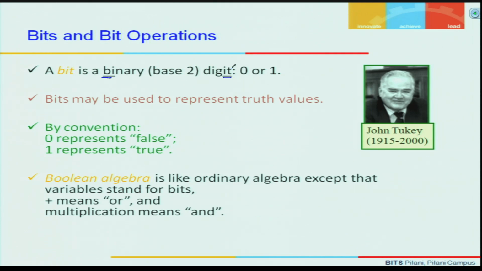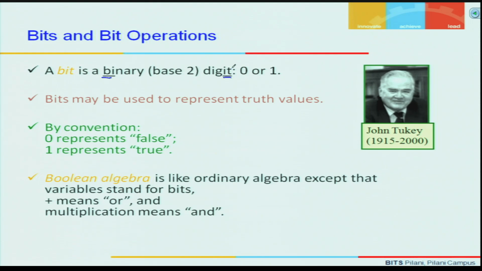By convention, 0 represents false and 1 represents true. Boolean algebra is also like any algebra, wherein you have variables as bits and some operators, like natural numbers. What are the variables in natural numbers? Set of natural numbers, you get natural numbers.